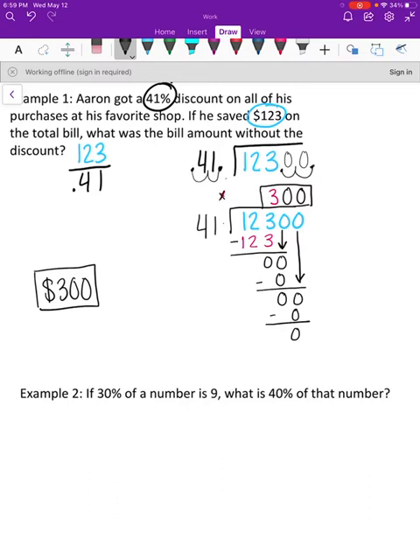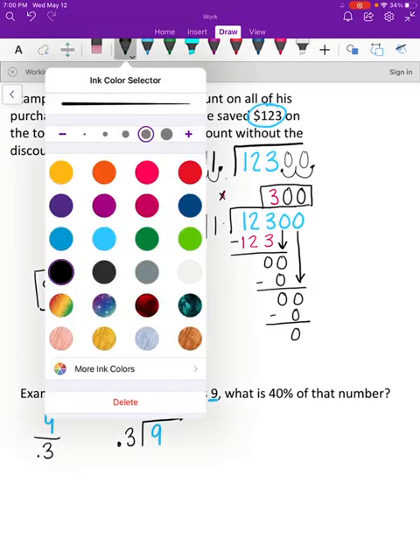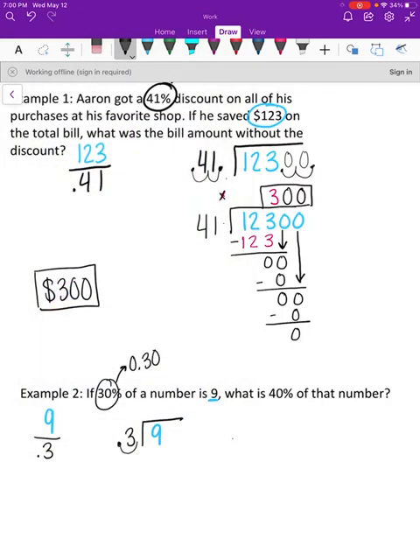So we're going to start this a lot like we started example 1. So we know 30% of some number is 9. So we're going to do 9 divided by, well, 30% is 0.30. I can just write it as 0.3. And we have to do the long division again. So 0.3 divided by 9. But we want to move that decimal place over. So we're going to move it over 1 spot. And over here, we're going to move it over 1 spot.